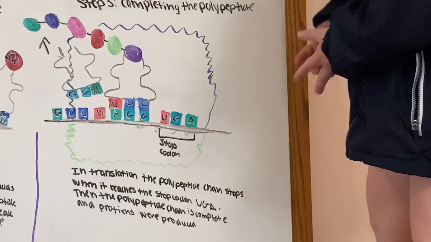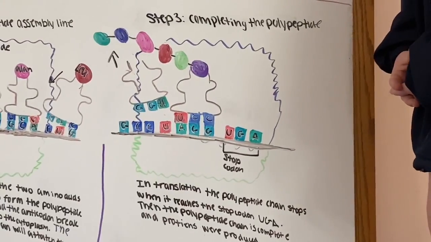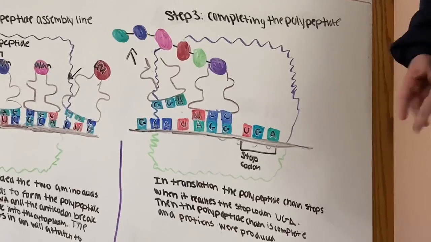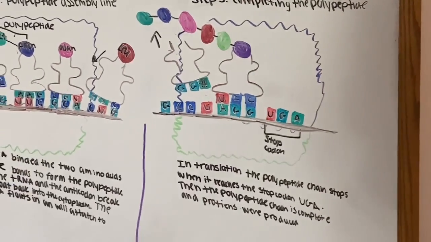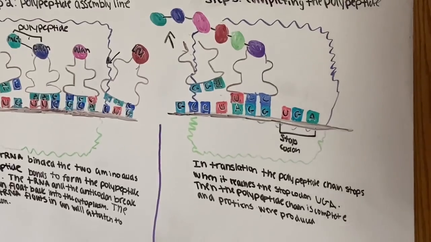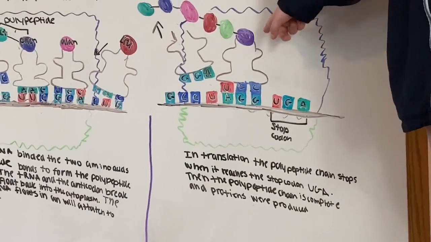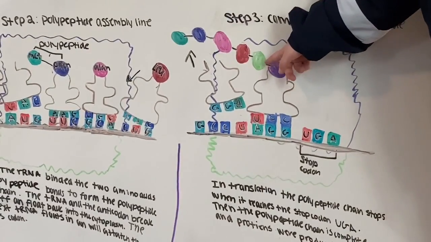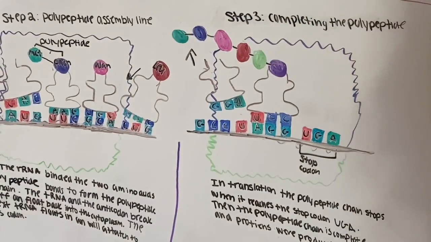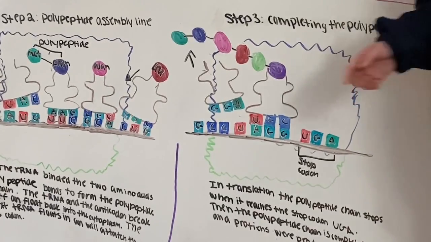In translation, the polypeptide chain stops when it reaches the stop codon, UGA, which is called stop, right there. And then the polypeptide chain is complete and the proteins are produced. So this is the polypeptide chain, and it is shown that there are peptide bonds in between, and this shows the last tRNA that completes the protein.